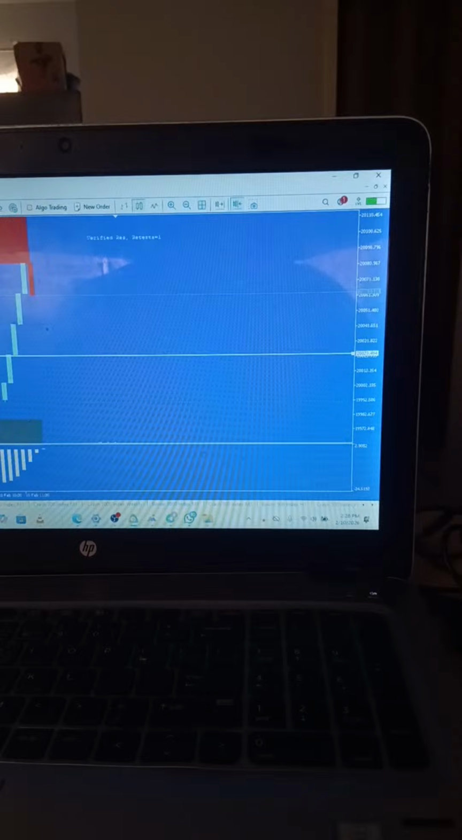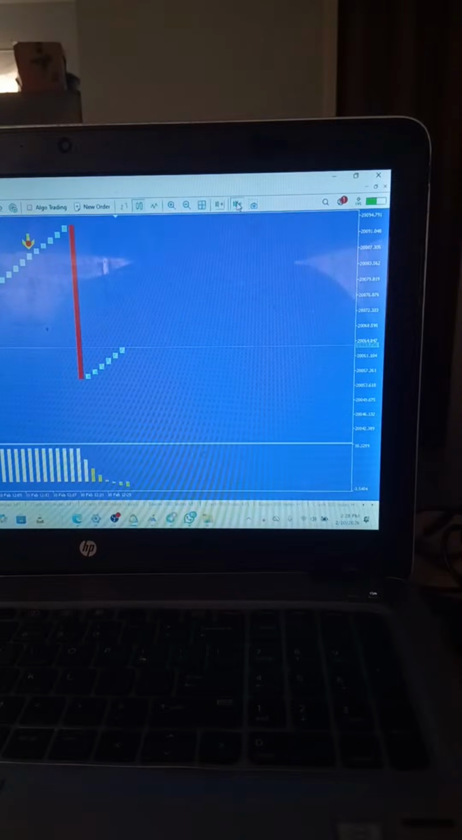Oh, you never know. Why? Because we have a lower low and a lower low here. Maybe price might continue to move down. Let's just wait and see what is taking place. Okay, do we have another signal?